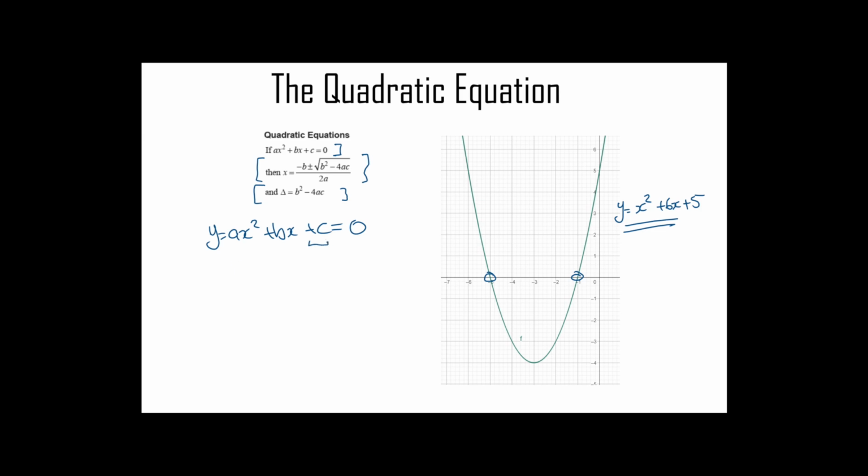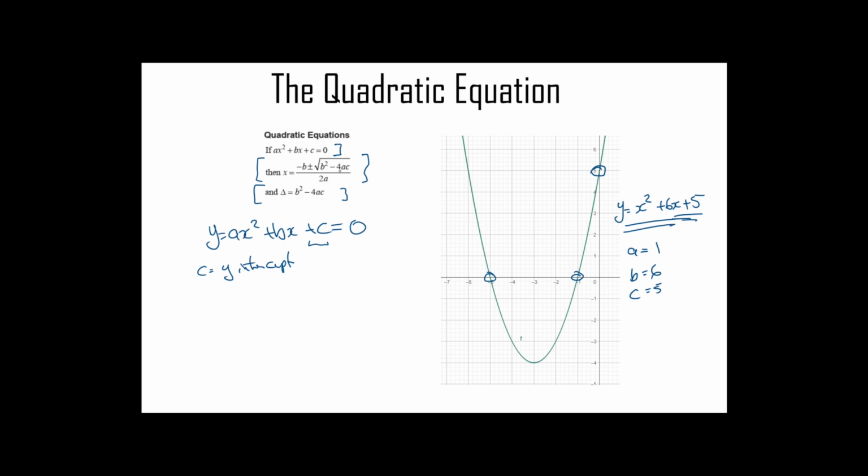The c here is of course going to be the y-intercept. So for this one here, the c at the end of it is 5. Here a is 1, b is going to be 6, c is going to be 5. So it's going to cross the y-axis here at 5.